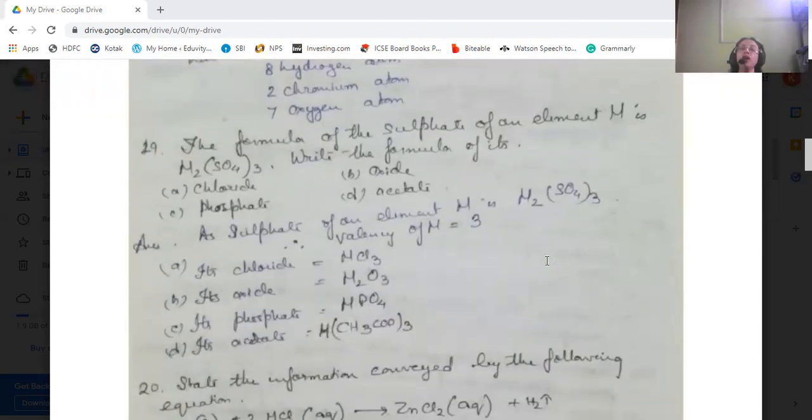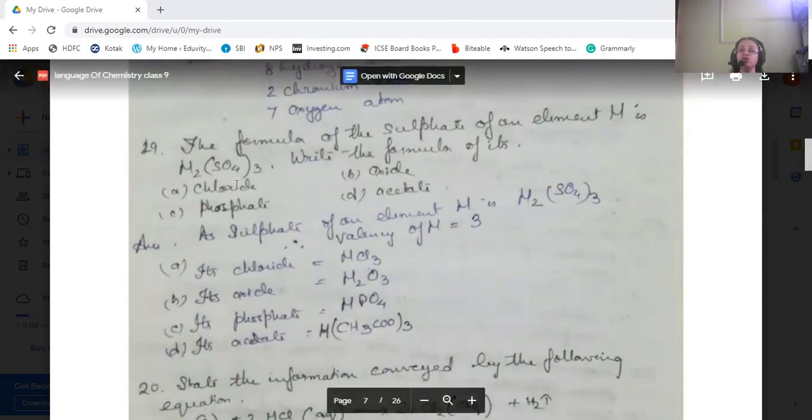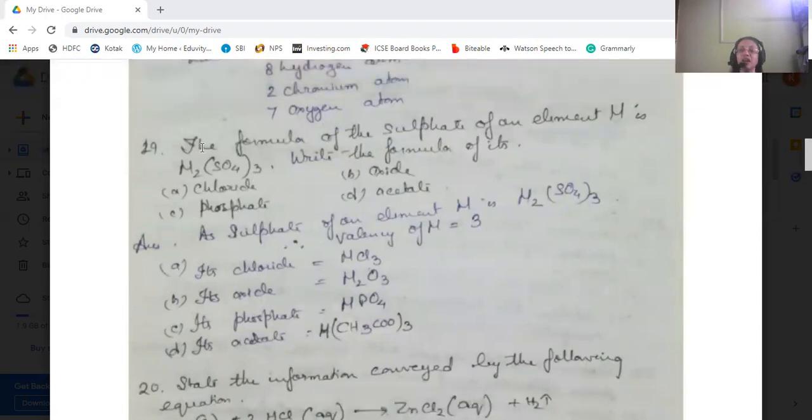The formula of sulfate of an element M is M2(SO4)3. Now write the formula of its chloride, oxide, phosphate, and acetate. From the formula of the element M, M2(SO4)3, sulfate has a valency of 2. M2 and (SO4)3 mean that M has 3 valency. So the valency of M is 3.